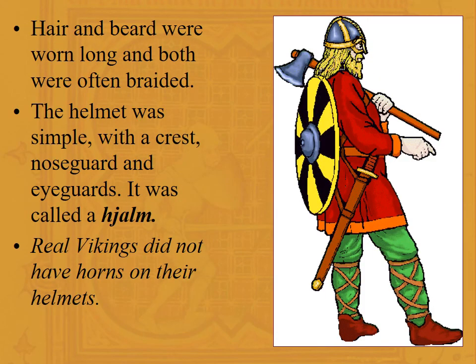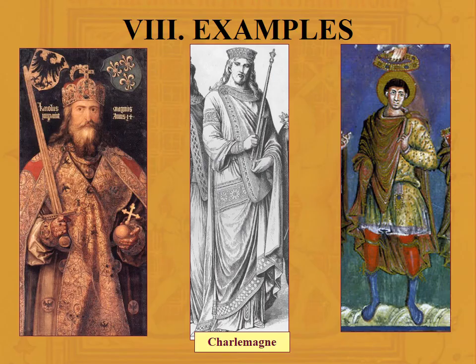Now Vikings, long hair, beard. Helmet was simple with a crest, nose guard, and eye guards. It was called a helm. If you do it in a Swedish accent, it sounds better. Helm. Now here's the thing: real Vikings didn't have horns on their helmets. That was Mr. Wagner we have to thank for that in his ring cycle. But they didn't have these big old horns like you see in mythology or fantasy.